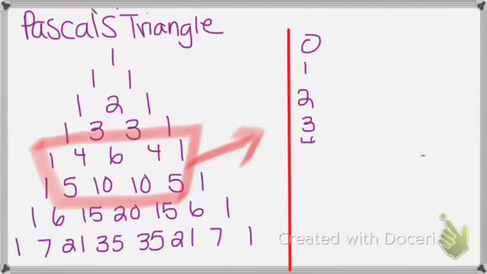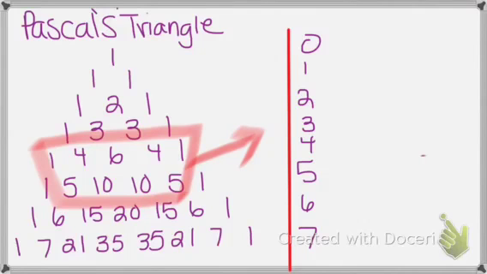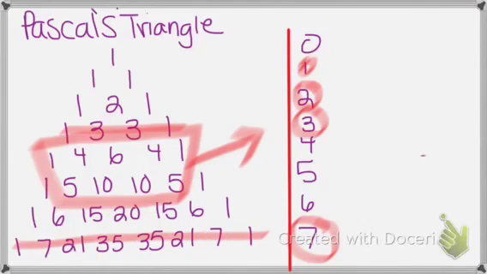So the key is these are the row numbers, but they're also the degree. When we have a first degree, second degree, third degree, that's going to be the matching row we use. If we have a seventh degree, something to the seventh power, these are the coefficients we're going to use. And this will all make sense in just a minute.